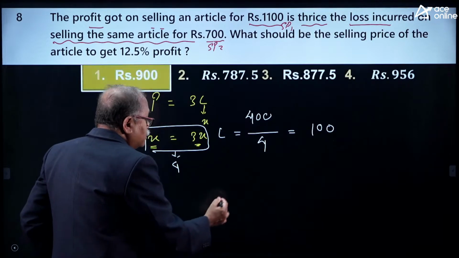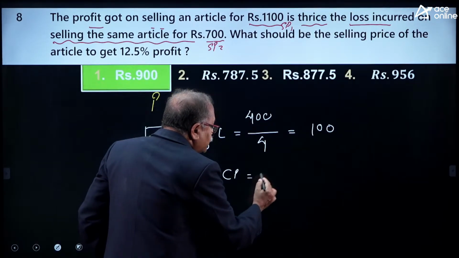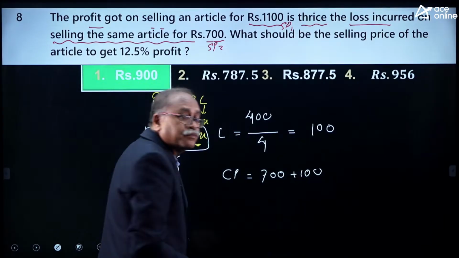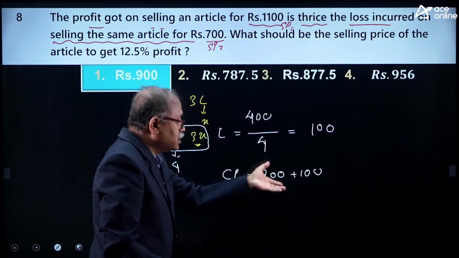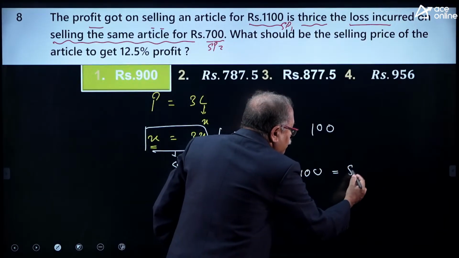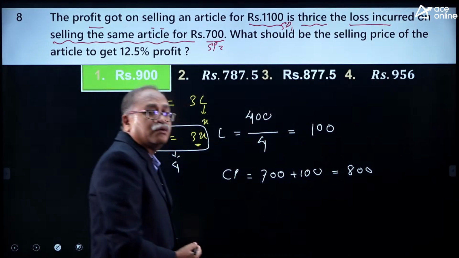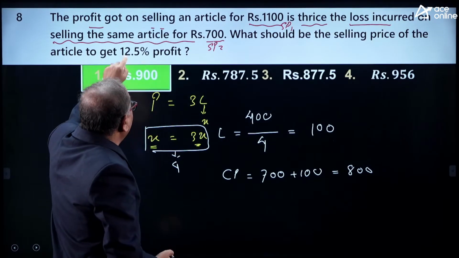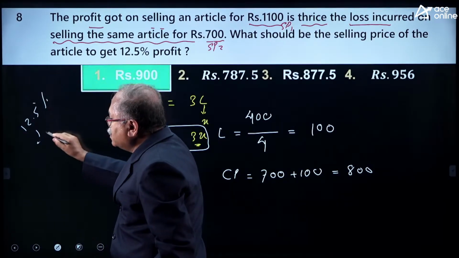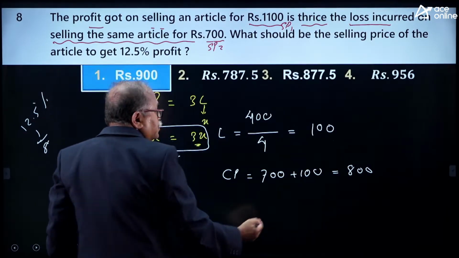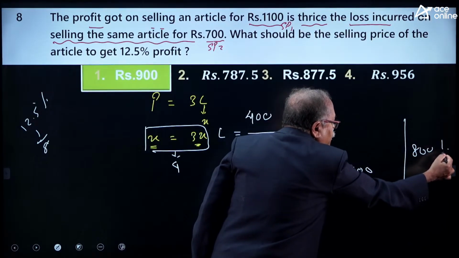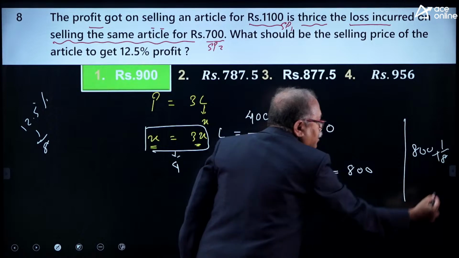So, what is the cost price? The cost price is equal to 700 plus the loss, right? Selling price plus loss is equal to cost price, which comes to 800. Now, the profit when 12.5% is there, that is nothing but 1 by 8. So, take the 1/8 of this number. So, 800's 1/8 is nothing but 100.